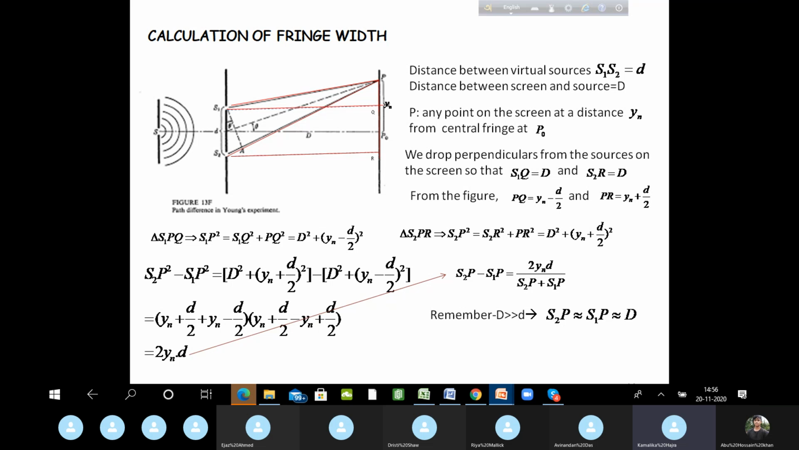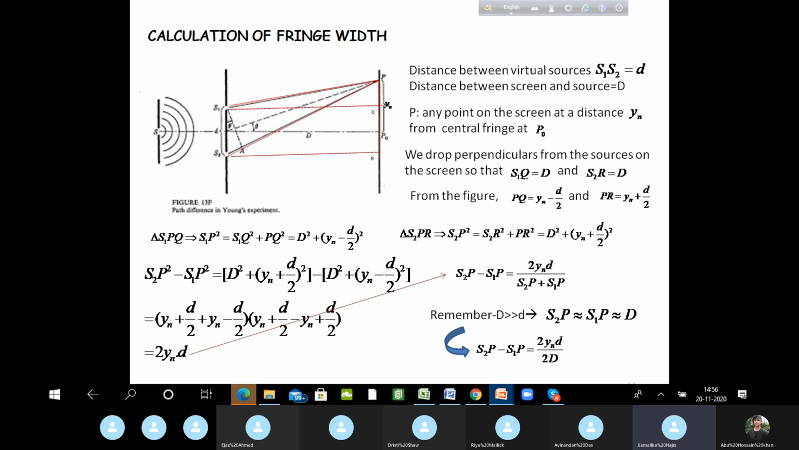Now you might say that if this is the case, then this becomes 0, but we do not do that, because that difference S2P minus S1P, no matter how small it is, is the reason for the interference fringes to develop. So we cannot neglect it no matter how small it is. But the sum we can easily write as twice D. This is again a very important concept.